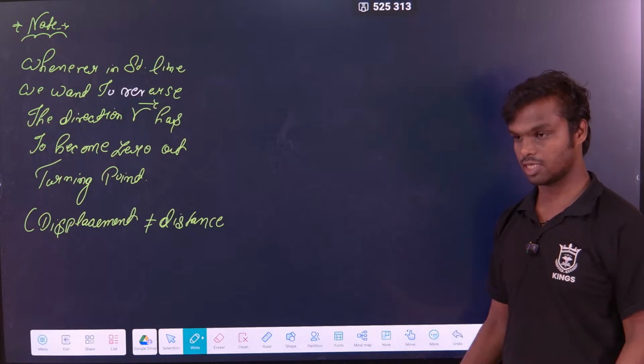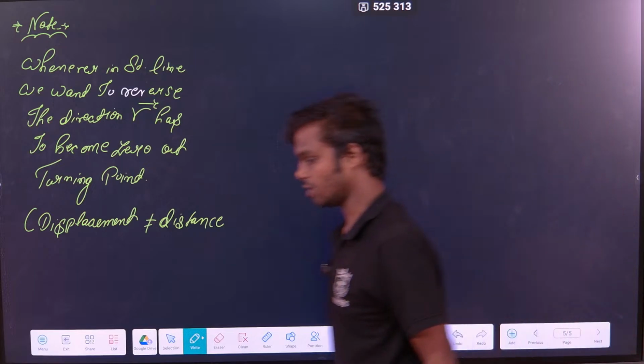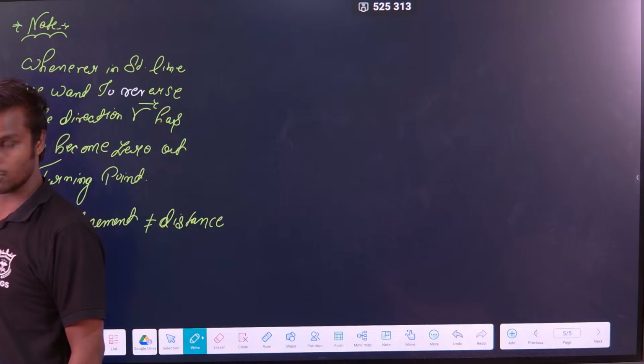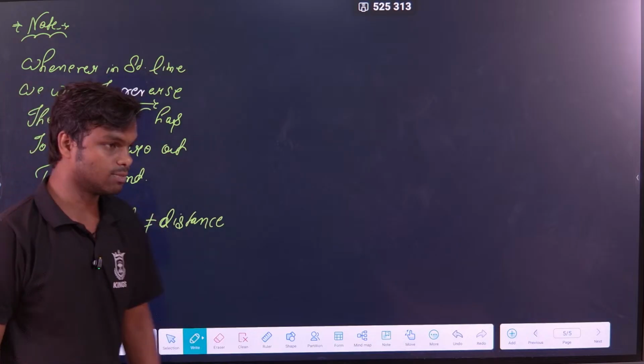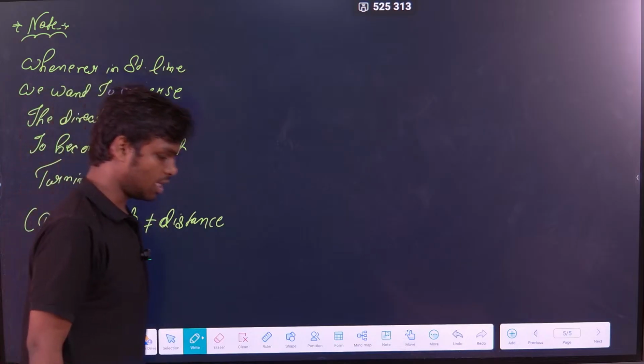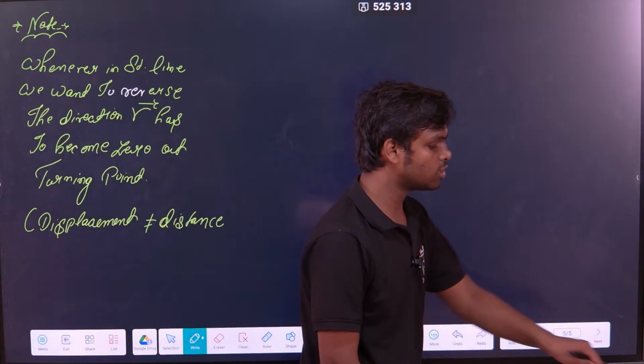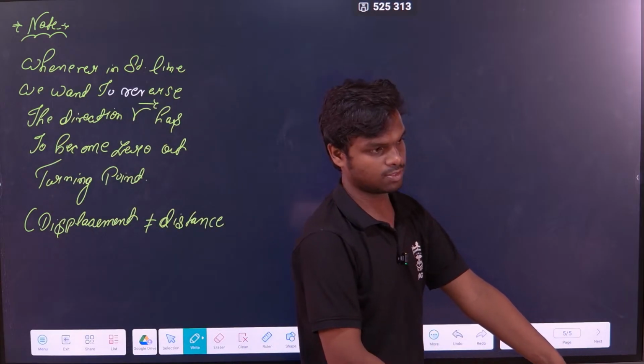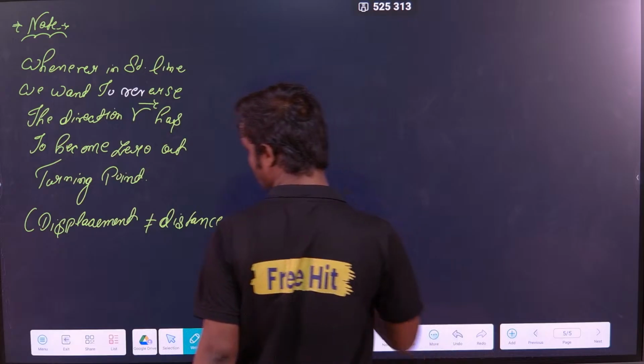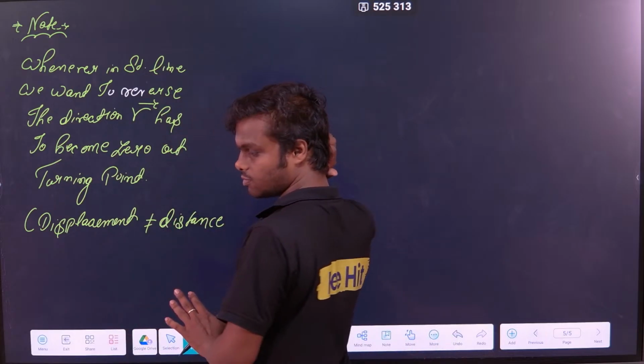Displacement is 0, but there may be a possibility I can do like this also. I move up to here, stop, my velocity is 0 here, then I turn my direction and move up to here only. I don't go to that position, then there will be some displacement. So that is what I am saying. The distance is not equal to the displacement.